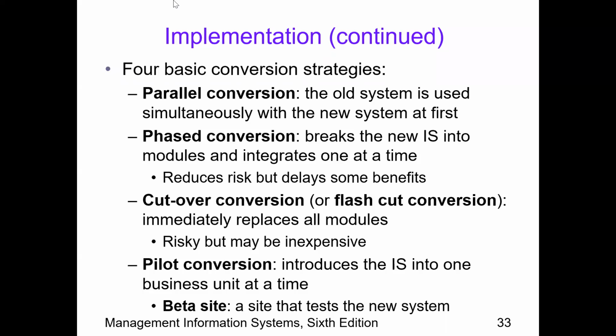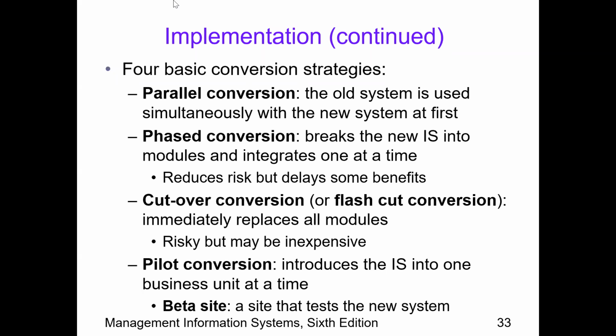This one is the easiest one to do, but it's the most inconvenient one. This is where you shut down your system and migrate to the new system. It's the cheapest of all of them. So what this does is that you immediately replace all modules. Risky, but it is the most inexpensive one, and it's the most risky one. Sometimes it's like formatting your old computer and putting the new system on it. If it doesn't work, you know what kind of mess you're in.